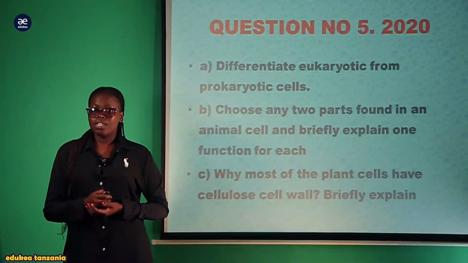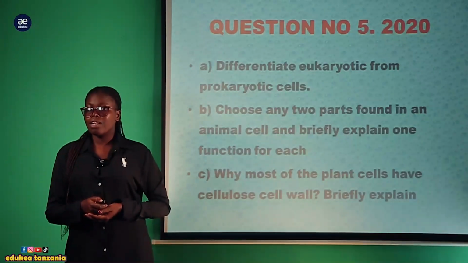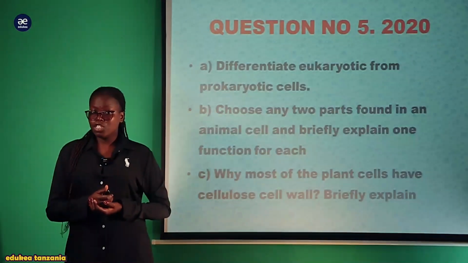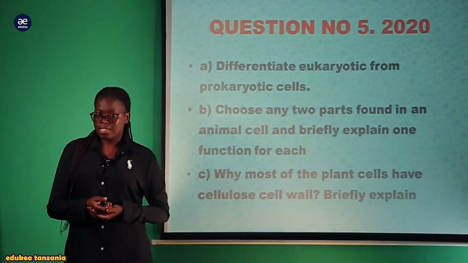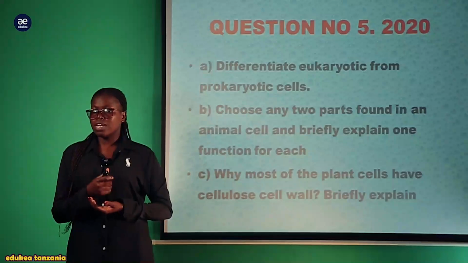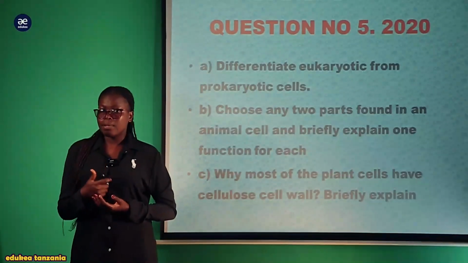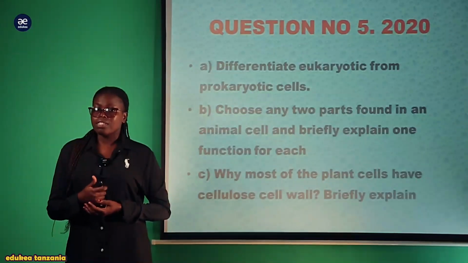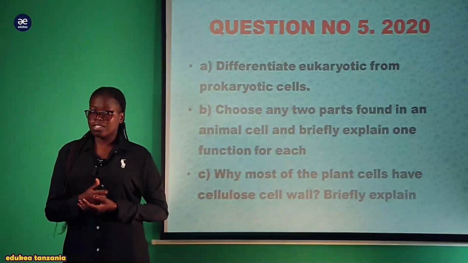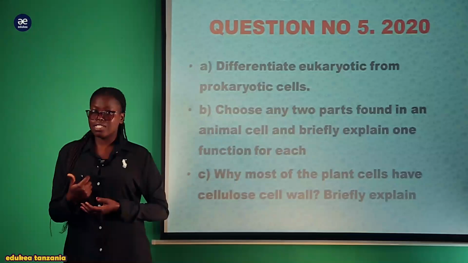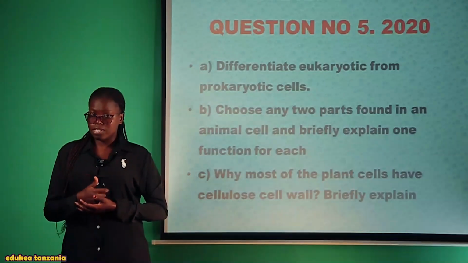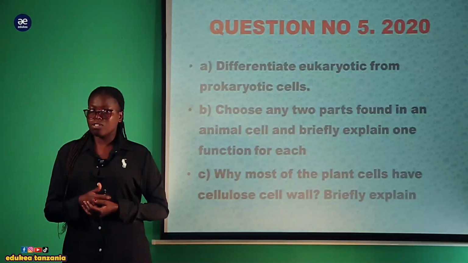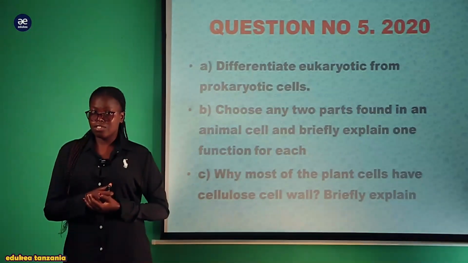The last one, you are needed to state why plant cells are made up of cellulose. In addition, plant and animal cells are similar, but there are two structures which are not found in animal cells but are found in plants, and these are the cell wall as well as the chloroplast. So the animal cell does not contain the cell wall, while the plant cell contains the cell wall, which is made up of cellulose. So what is the major function of this cellulose in plant cells? That is all about our question.